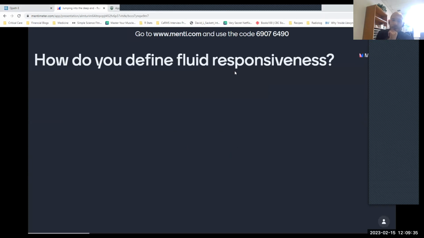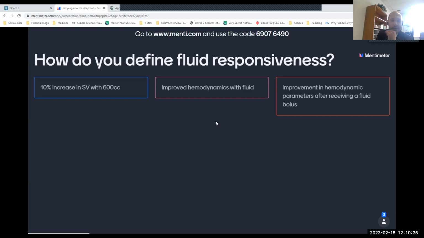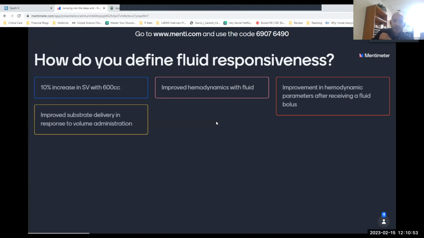This is just an open-ended question. This is anonymous. Take some time and respond as to how you would define this and what you think it is. We're getting some answers here, and the answers are ranging from very specific, a 10% increase in systolic or stroke volume with 600 cc's, presumably of crystalloid, to things as general as improved hemodynamics with fluid or improved parameters after receiving a fluid bolus. And one more: improved substrate delivery in response to volume administration.